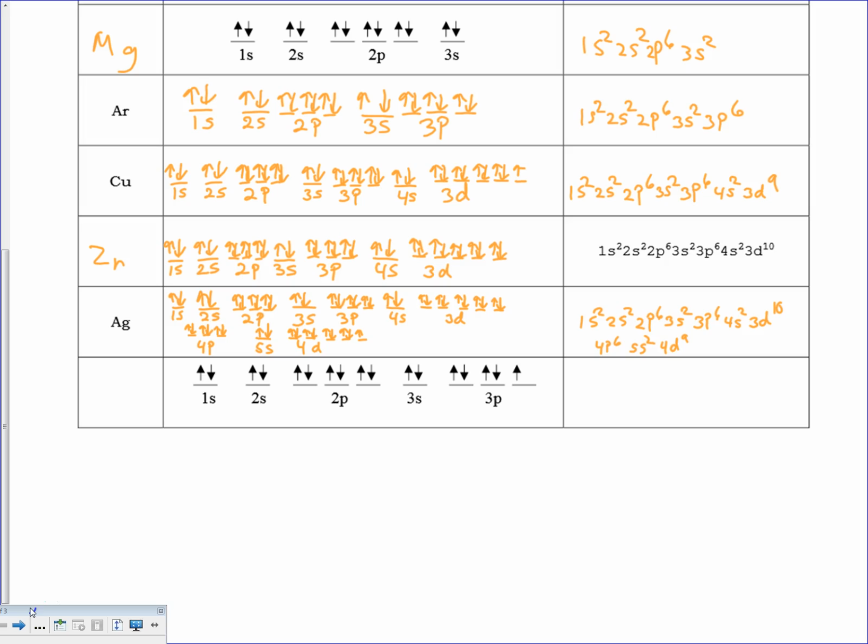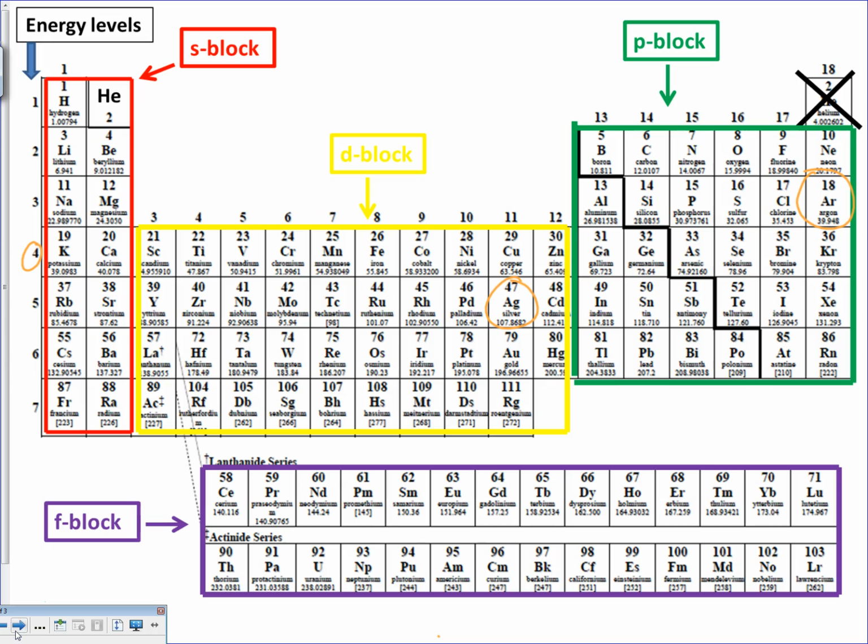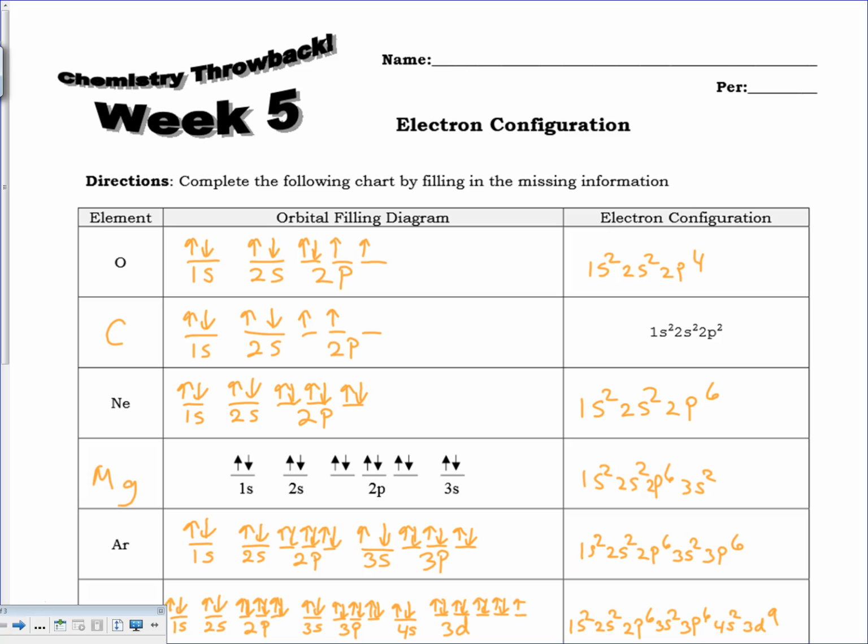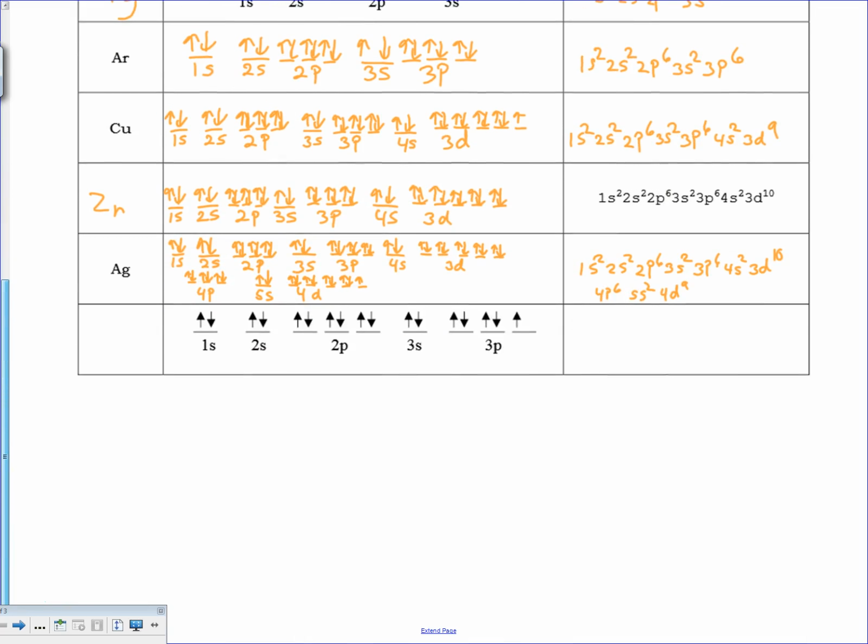Last one here, we don't have to do the arrows, so that's nice. It ends at 3p, 5 into the 3p. Looking here, third row, p block, 5 in, it's chlorine. Writing the electron configuration here isn't too bad: 1s2, 2s2, 2p6, 3s2, 3p5.